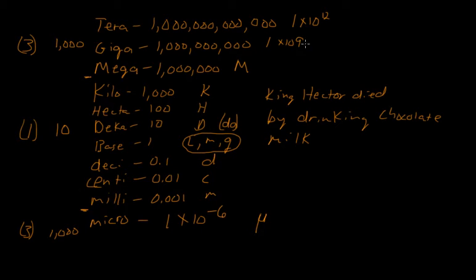So let me go back up here. I didn't put the abbreviation for giga and tera. So giga is a capital G, tera is a capital T. Alright, so underneath micro, if I divide by 1,000 again, I'm going to have nano. Alright, so nano is 1 times 10 to the negative 9th, and it's abbreviated with a lowercase n.